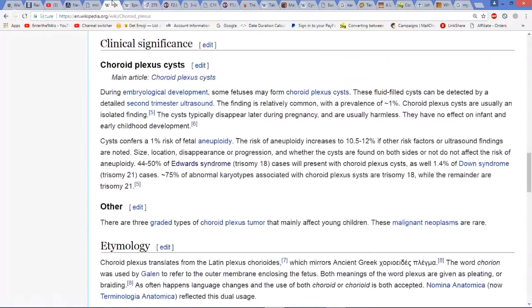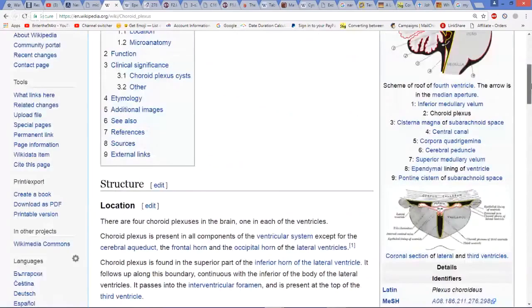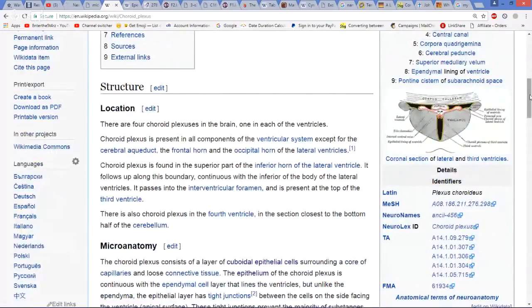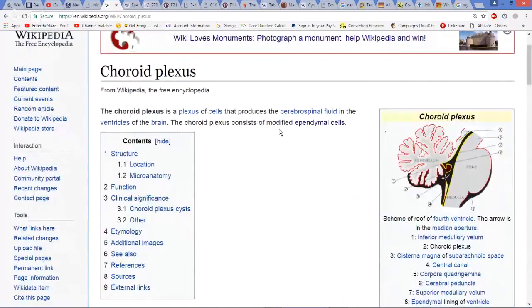Deeper into this, I found out that the choroid plexus is a very interesting structure. The plexus that's near that 3rd ventricle. As I showed you, this is another view of it. And it says here that the choroid plexus is a plexus of cells that produces the cerebrospinal fluid. This is what generates your cerebral spinal fluid in your brain. It consists of modified ependymal cells.